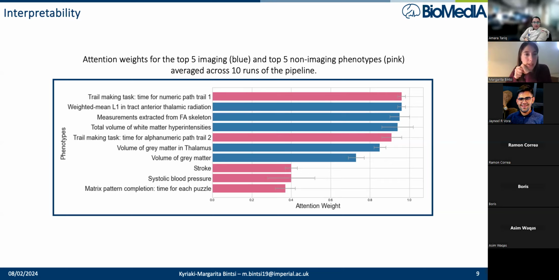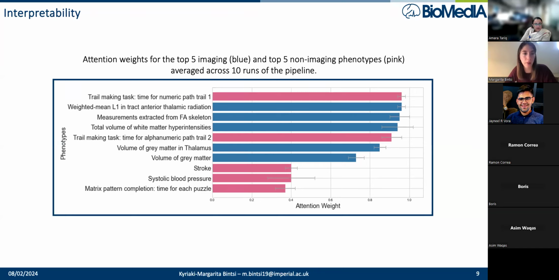As we can see here, regarding the non-imaging ones, the pink ones, some cognitive performance measurement tests were given the highest scores. And also the stroke and the blood pressure were important, but not as important as some of the imaging ones. And when we go to the imaging, some volumes were important and some measurements extracted from the FA skeleton.